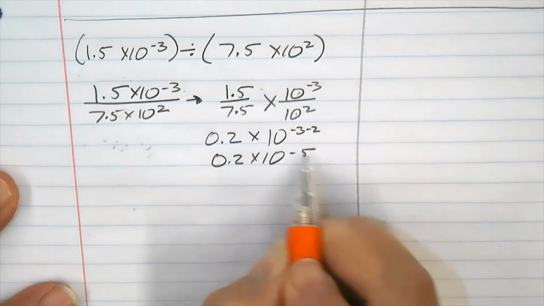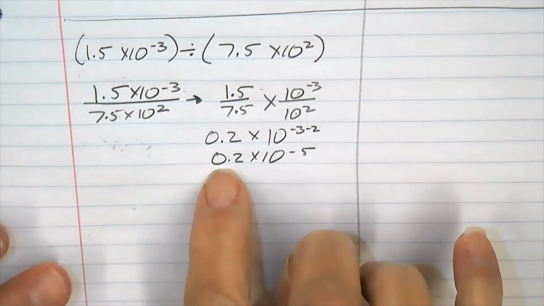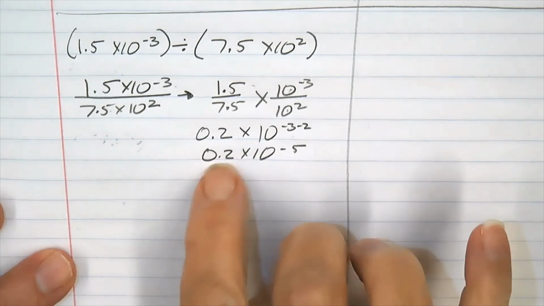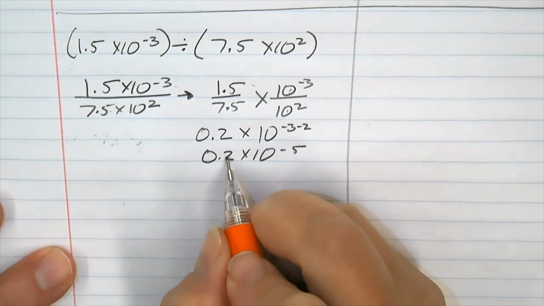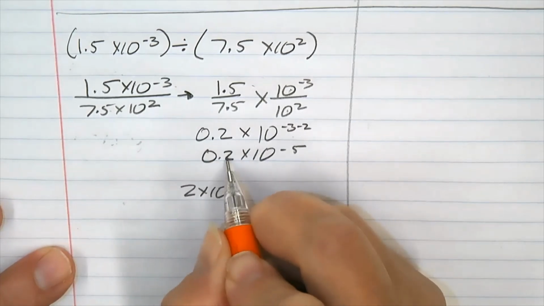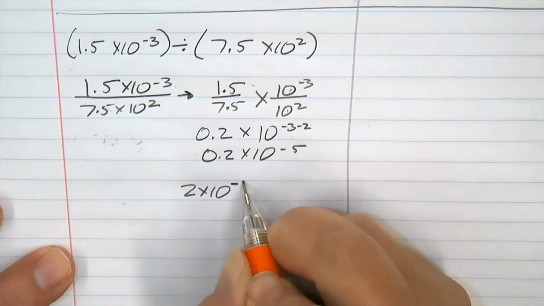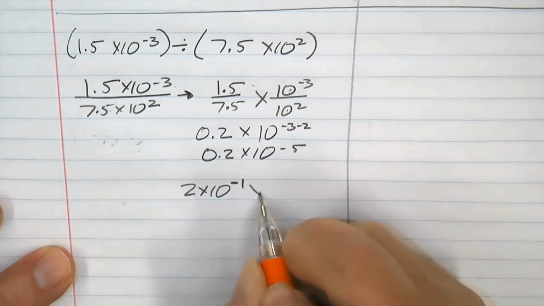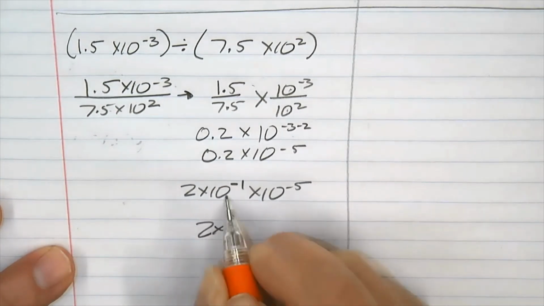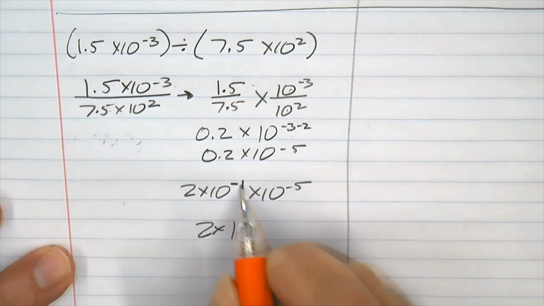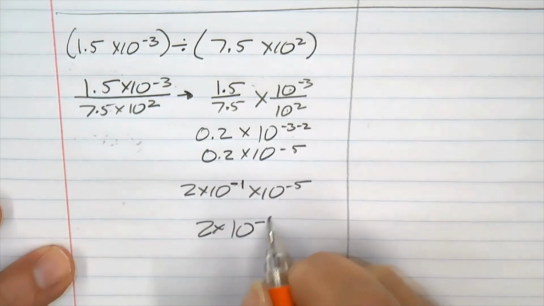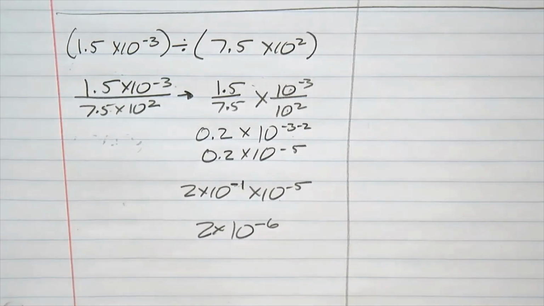But this is not in scientific notation because my first factor is less than 1. So I need to rework this. So it's going to be 2 times 10. Since my factor is less than 1, my exponent is negative. Now, my base is the same, and I'm going to add my exponents. Negative 1 and negative 5 is negative 6.